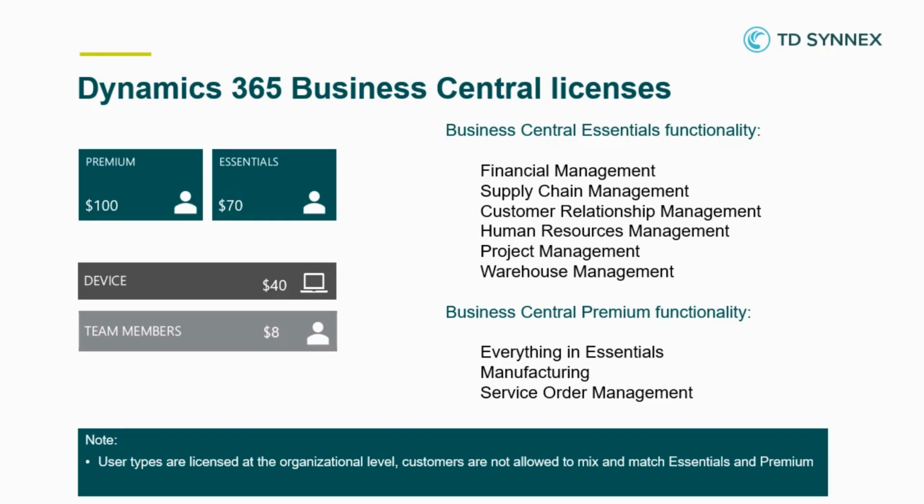Full users are users who need to work with the fuller functionality of Business Central and are licensed with either Premium or Essentials. And you can see on the right side of the slide the functionality included in the Essentials license, and Premium has all the Essentials functionality plus manufacturing and service order management. One important thing to be aware of is that you cannot mix Premium and Essentials licenses. You license all the full users with one or the other, not a combination of both.